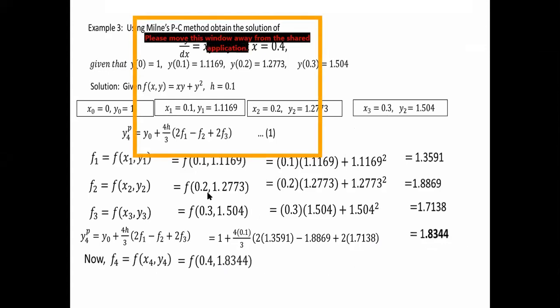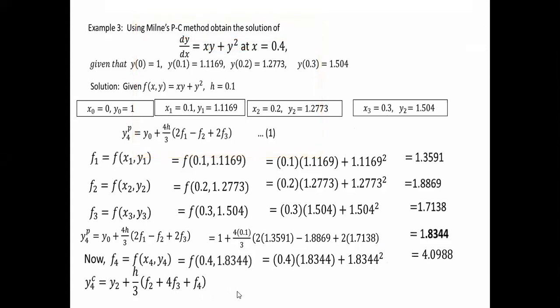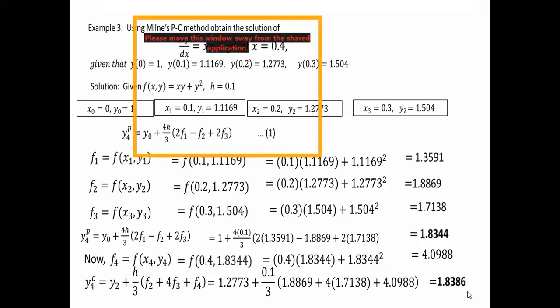That is f of x comma y. But how are they related? The relation is here. It is written xy plus y square. So it is xy plus y square. See what this is? It is 4.88. Now correct it. Use the corrector formula. The corrector formula is y2 plus h by 3, the same, f2 plus 4f3 plus f4. Substitution gives the answer. It is also very near to the previous value. 1.8386 you got. The predicted value is 1.8344. This is 1.8386. So somewhat close answers. So you can stop this iteration.